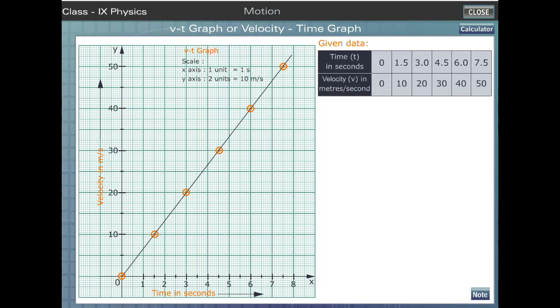Give a title for the graph. Consider any 2 points A, B on the straight line graph. Draw perpendiculars from A and B to X and Y axis and construct a right-angled triangle ABC.